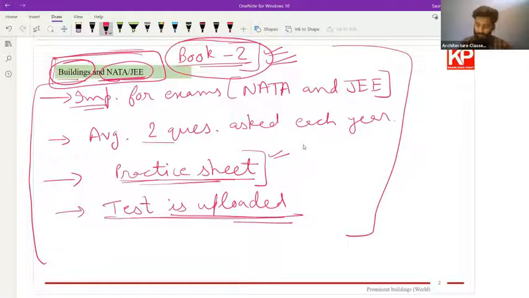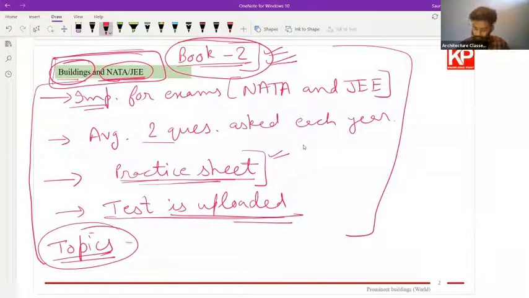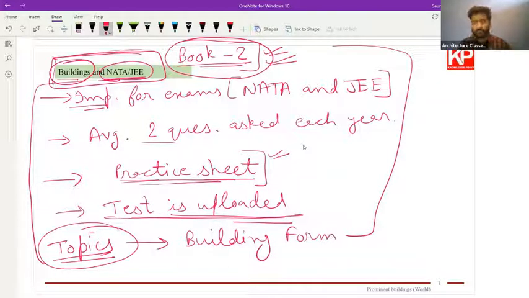Okay, one thing that we were looking for is what kind of topics could be expected from this subject. So I'll be showing you some buildings, and you need to remember the building form. It means you should be able to recognize the building just by looking at the image of it. That means you need to notice some of the key features of that building. So we'll be looking for building form.